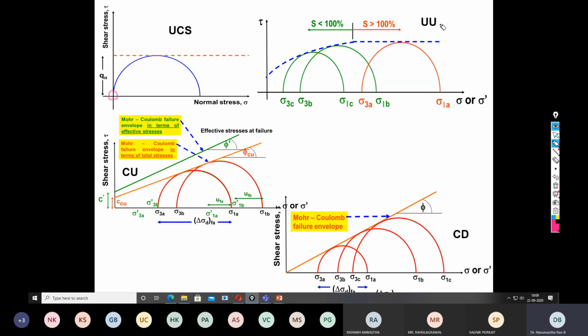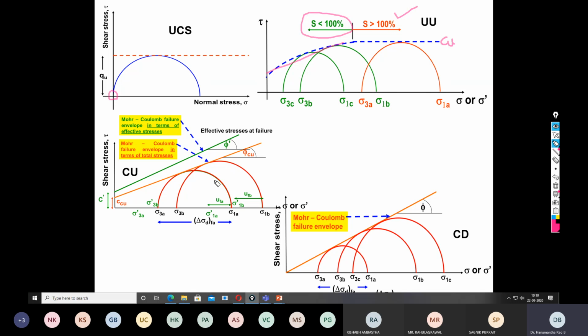So next comes the unconsolidated undrained test, and this again depends on two things. Are you maintaining the degree of saturation of 100%? Then what you will get is only the Cu value. You will never get the phi u value; that is, the undrained friction angle is 0, if the sample is fully saturated in the unconsolidated undrained test. Suppose you are not maintaining the degree of saturation of 100%, then you are bound to get the Cu value and the phi u value.